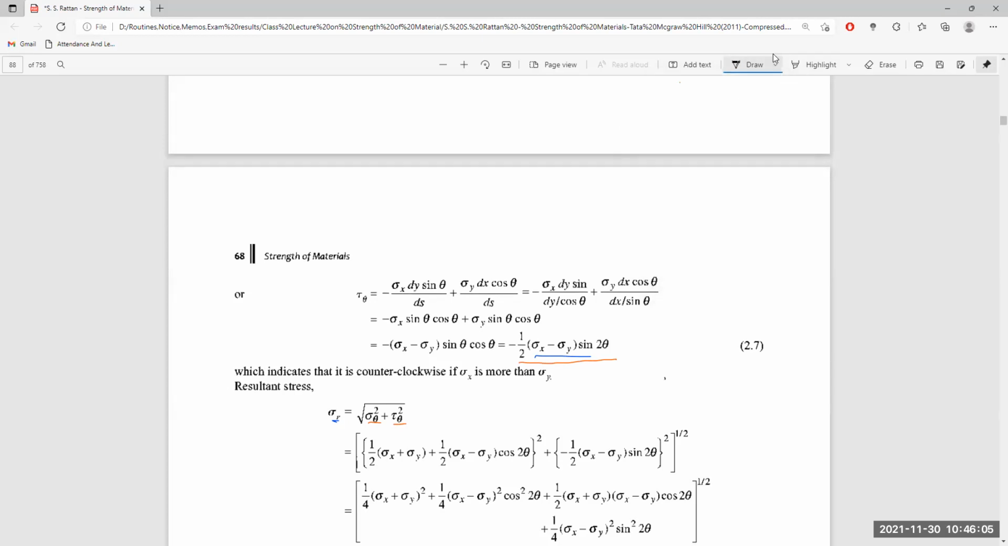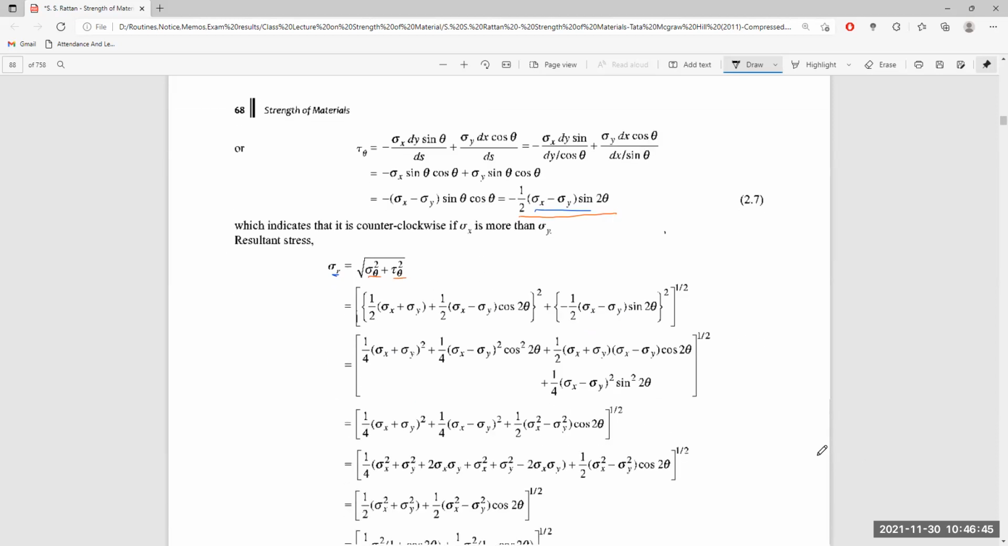Now, what will happen if we put these respective values of sigma theta and tau theta and take the whole square? One half will become 1/4 (sigma x plus sigma y) whole square, plus 1/4 (sigma x minus sigma y) whole square cos square 2 theta, plus 2 into half (sigma x plus sigma y) multiplied by half (sigma x minus sigma y) cos 2 theta. As the 2 in the numerator is cancelled by the 2 into 2 in the denominator, this becomes half (sigma x plus sigma y)(sigma x minus sigma y) cos 2 theta.